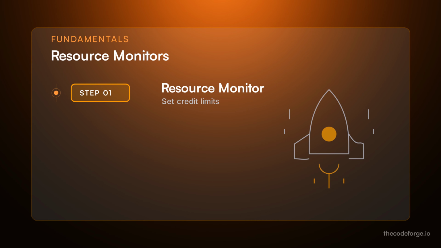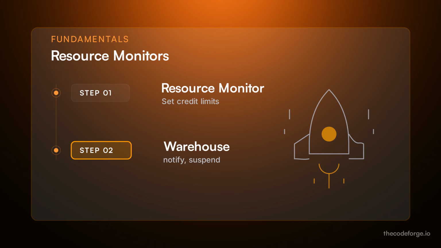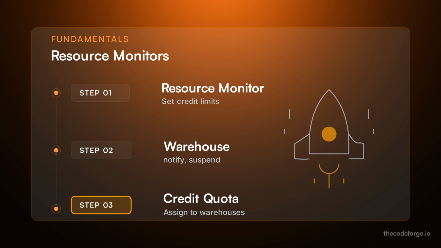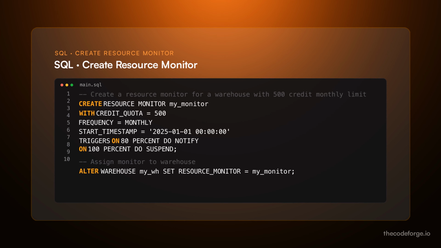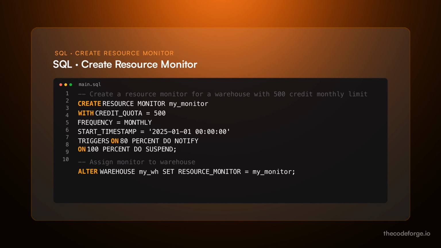Resource monitors allow you to set credit limits on warehouses or the entire account. You can define actions when a limit's reached, like sending a notification or suspending the warehouse. This creates a monthly resource monitor with a 500 credit quota. It notifies at 80% and suspends the warehouse at 100%, preventing runaway costs.